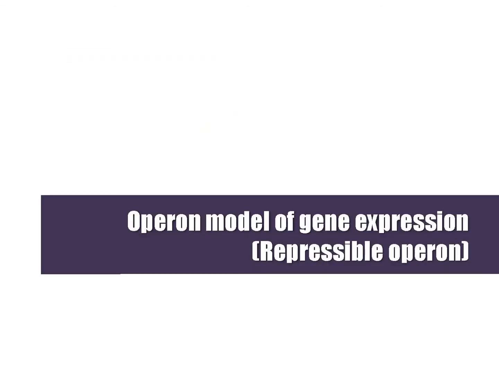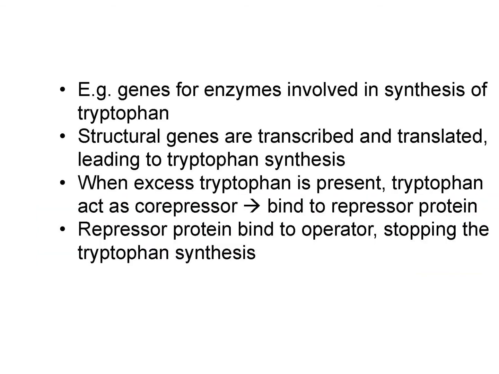Okay, the second model of gene expression is the repressible operon. The operon that is used as a model is the tryptophan operon. It contains the genes for enzyme synthesis of tryptophan, the amino acid. The structural genes are transcribed and translated, leading to tryptophan synthesis. So this is a process of amino acid anabolism to produce tryptophan.